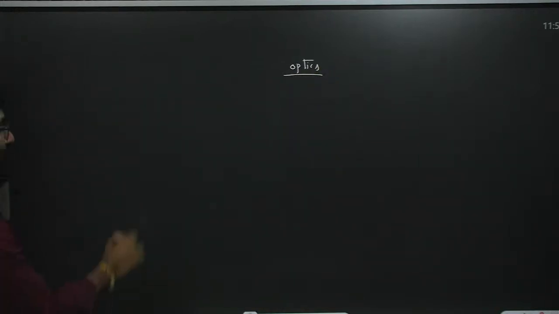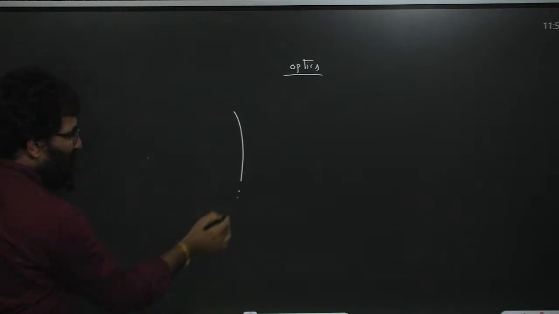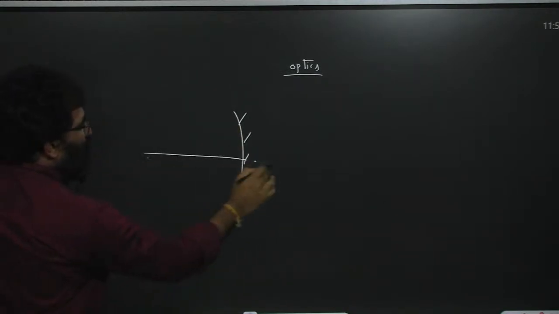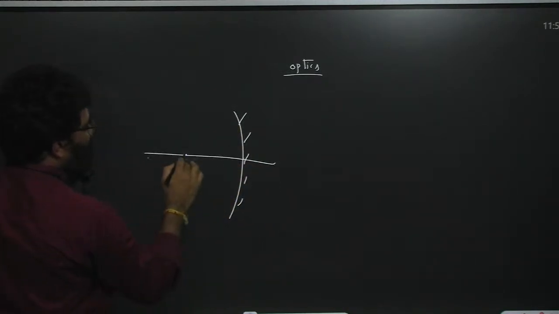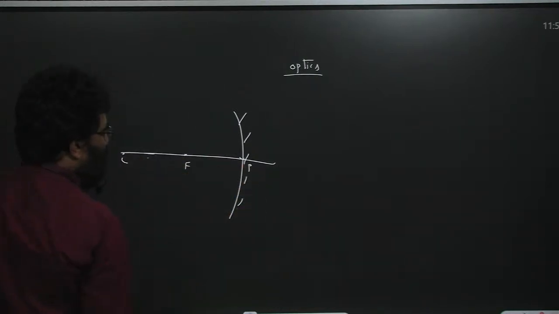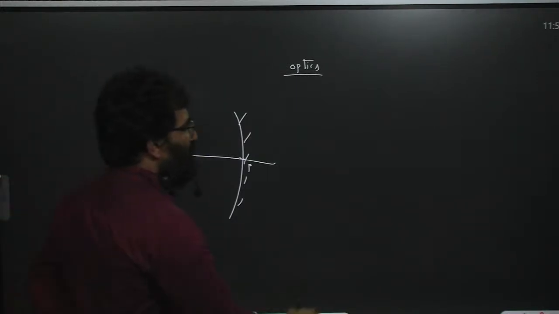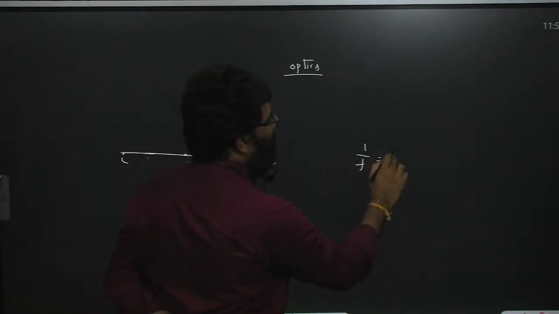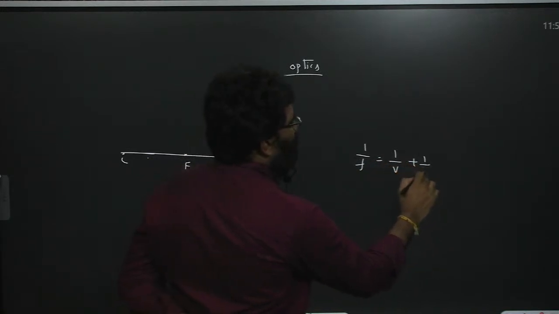We have real object and image. Just take a mirror, a concave mirror. Focal length is what? But always remember the mirror formula: 1 by F is equal to 1 by V plus 1 by U.